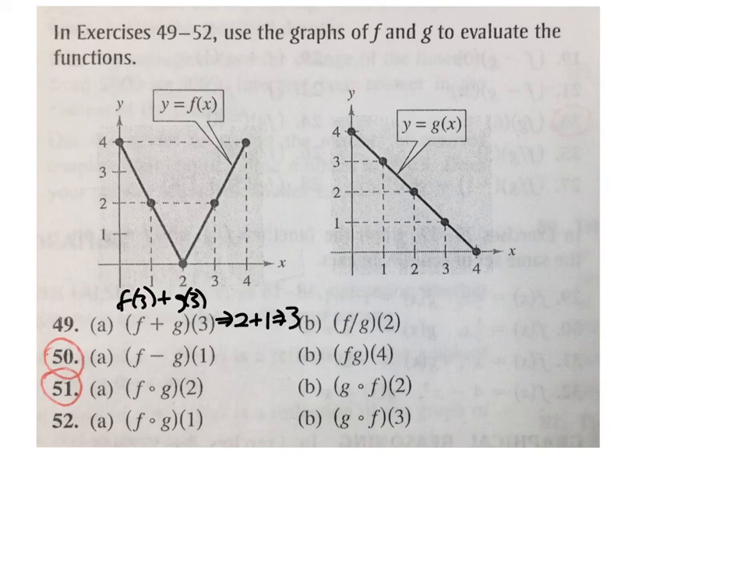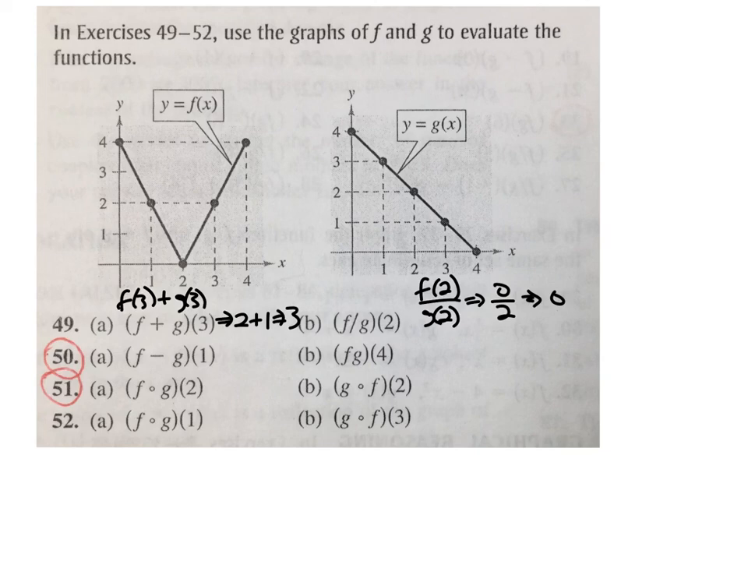Let's do it again. Now I'm going to do f divided by g of 2. So this is just f of 2 divided by g of 2. So we're doing our combinations right now. I need to look at my f graph. What is f of 2? F of 2 is 0. Divided by, what is g of 2? 2. So I end up with 0. See how we do those combinations?